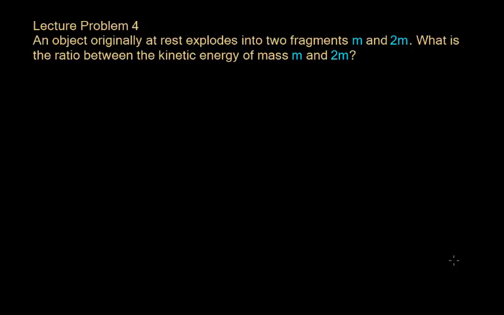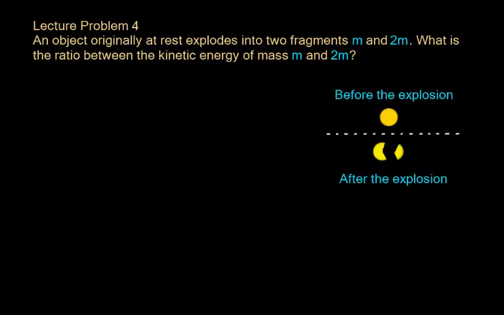Lecture problem 4. An object originally at rest explodes into two fragments, m and 2m. What is the ratio between the kinetic energy of the mass m and the mass 2m? This explosion can be described by this very simple diagram.